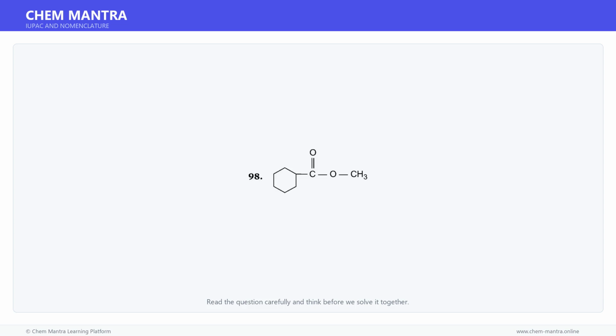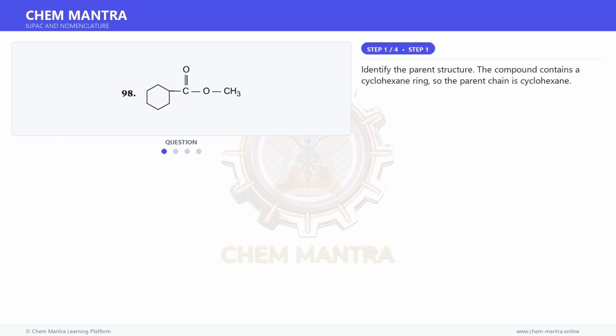Here is a question. Read it carefully and think about the answer. Let us solve it step by step. Let us begin solving this step by step. Identify the parent structure. The compound contains a cyclohexane ring, so the parent chain is cyclohexane.